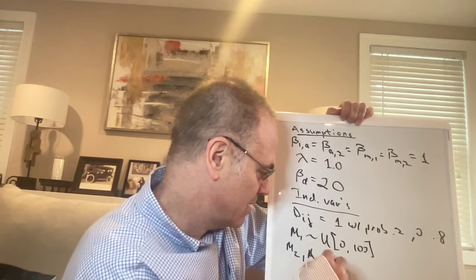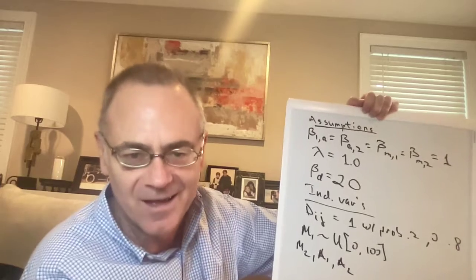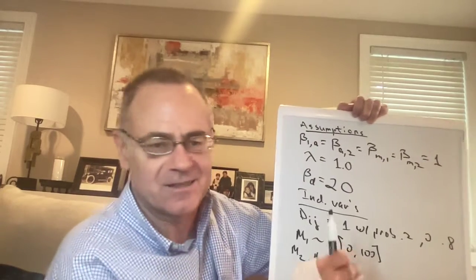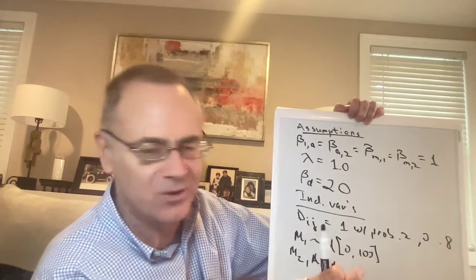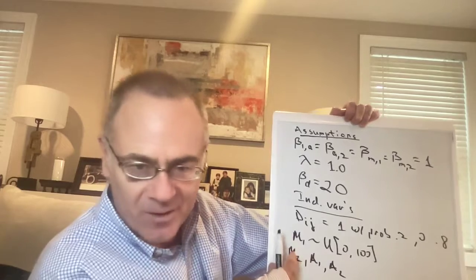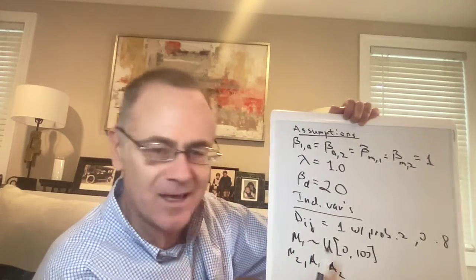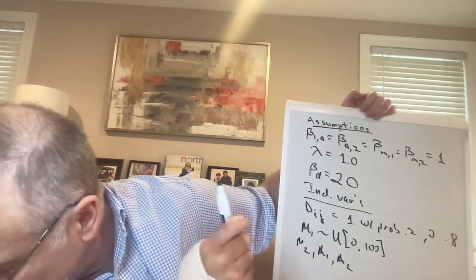M2, A1, A2 are the same. Okay. He does with every case. So every case, he's going to pick a country 1, country 2, draw a random variable for M1, draw a random variable for M2, for A1, A2. They're all uniform, 0 to 100.